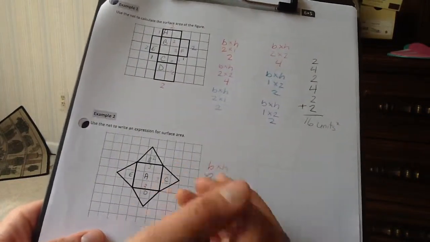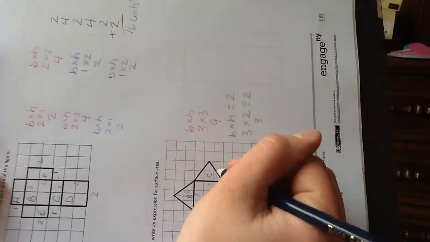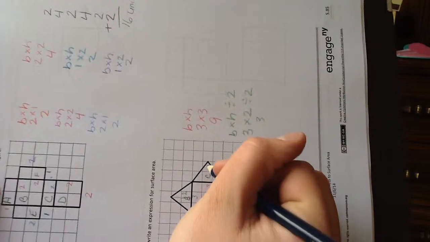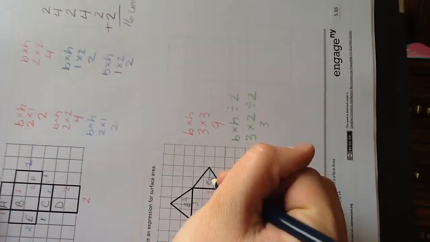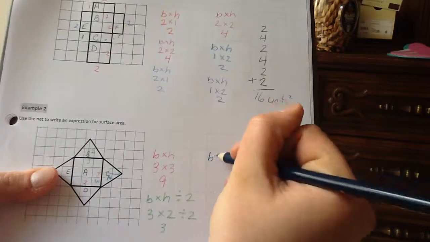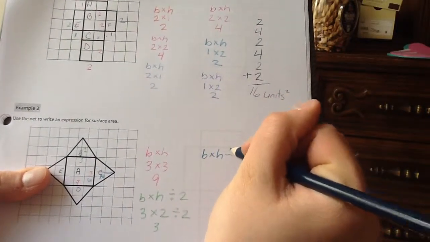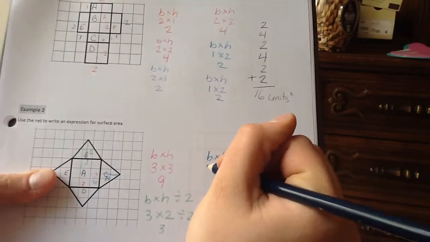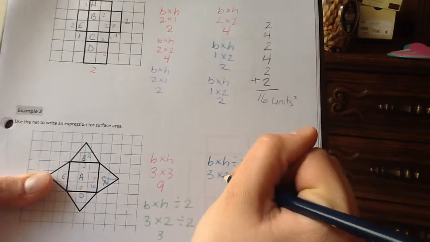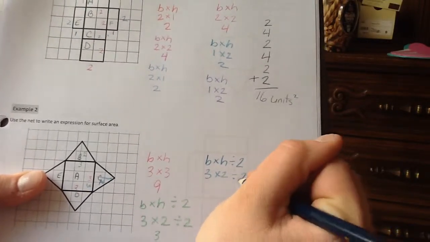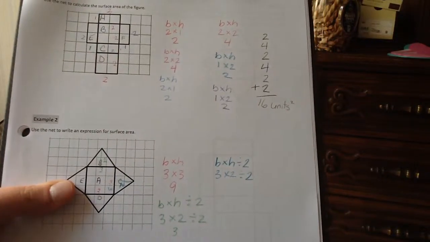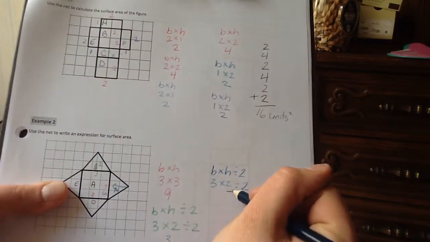Shape C. Okay, I'm going to go ahead and turn my paper. My base is 3. My height is 2. Okay, so once again, base times height divided by 2. 3 times 2 divided by 2. 3 times 2 is 6. 6 divided by 2 equals 3.